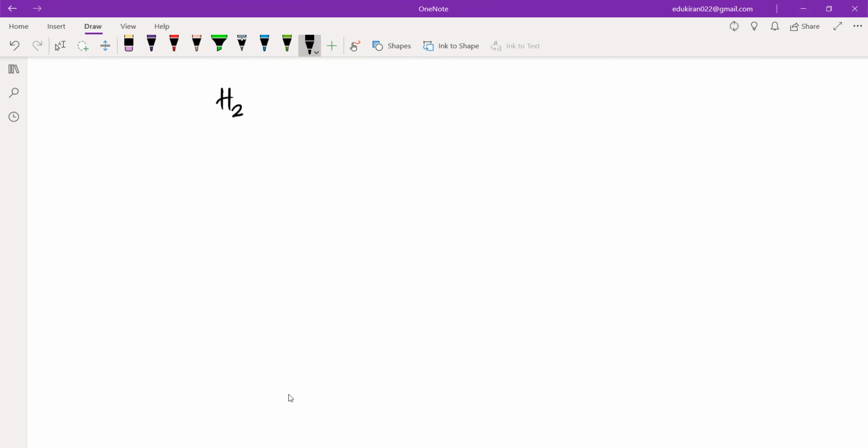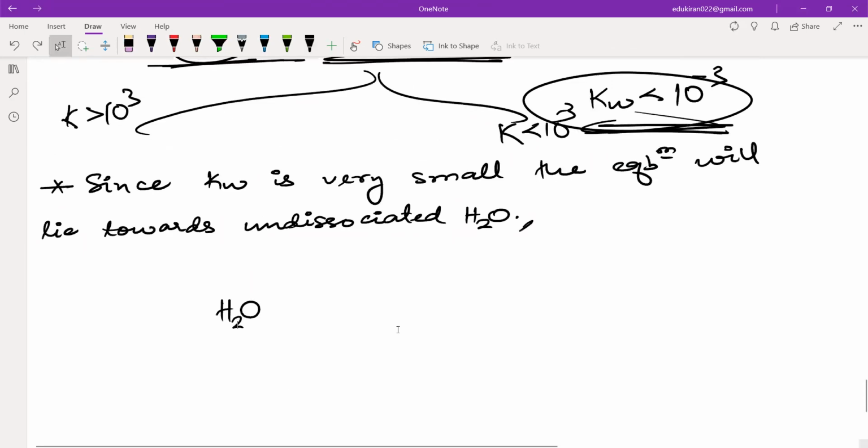I have H2O. Sir, could you scroll up again? Sorry. Yeah, sure, no problem. Just write the start point: since Kw is very small, the equilibrium will lie towards undissociated water. Done?